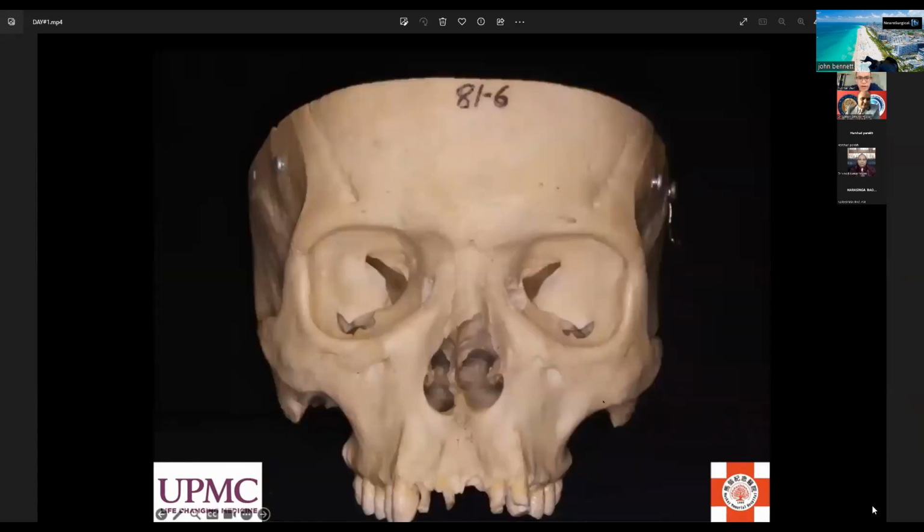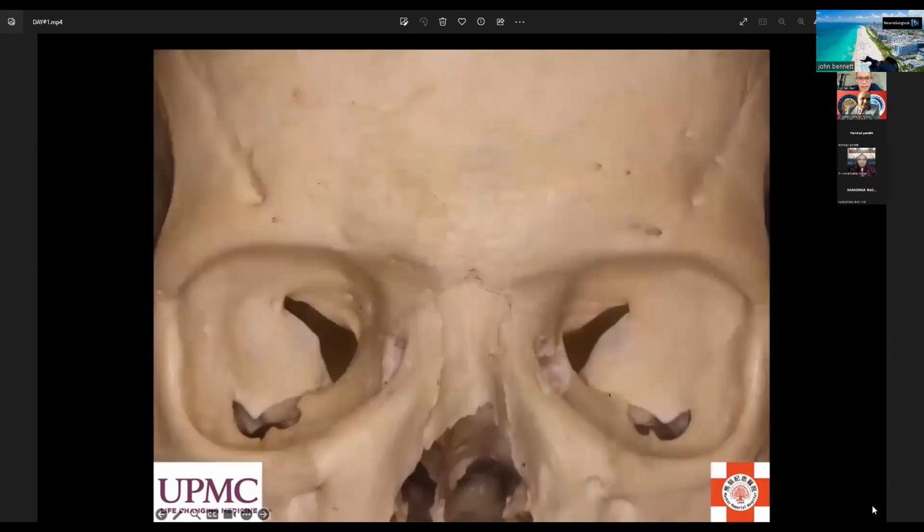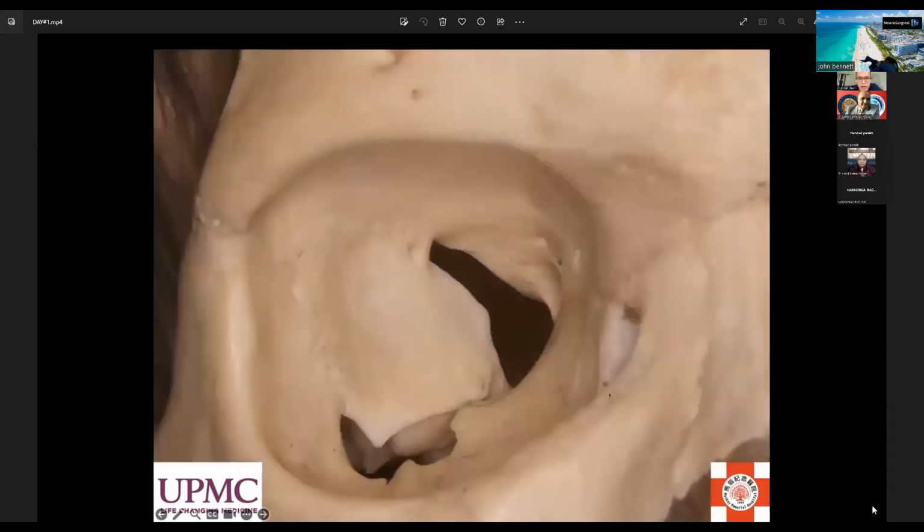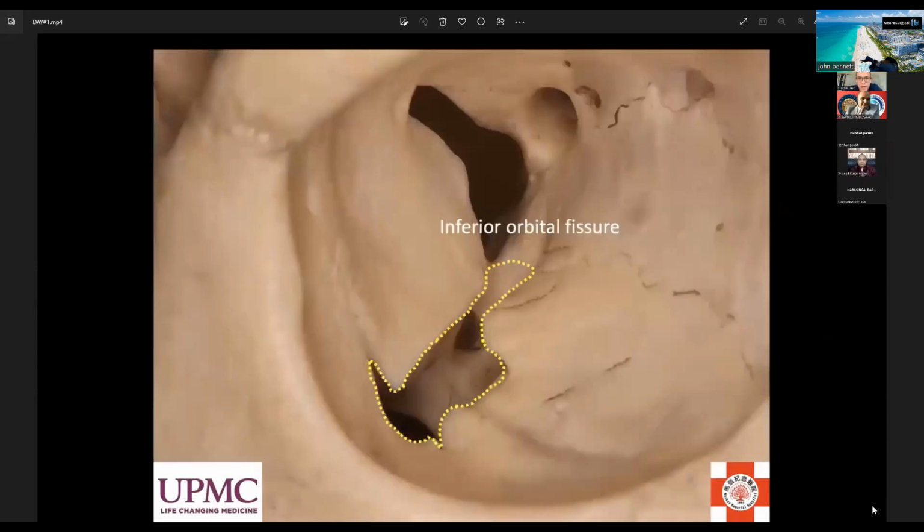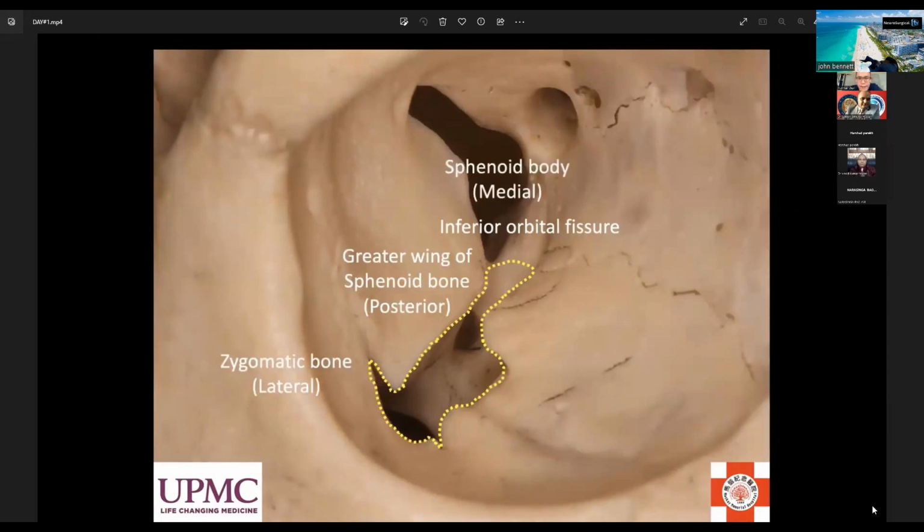This is the anterior view of the skull, and we can look closer into the right orbit. The inferior orbital fissure is the bony gap whose boundaries are the greater wing of the sphenoid posteriorly, the zygomatic bone laterally, the sphenoid bone medially, and anteriorly the orbital process of the palatine bone and the maxilla.